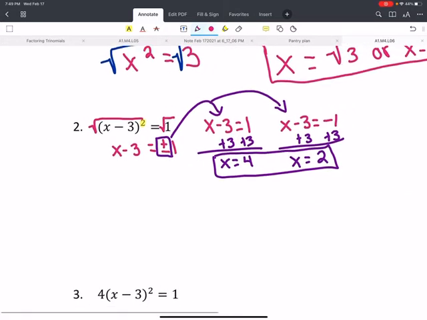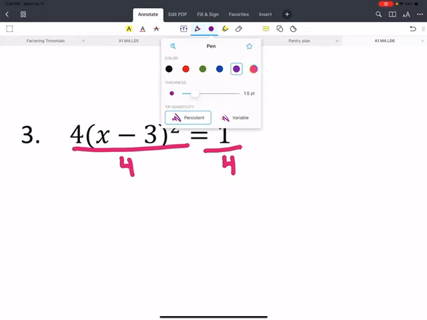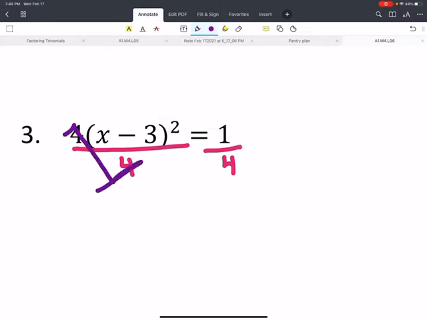Okay, for number 3, I have to think, what's the first thing I should do? I don't want to take the square root of both sides necessarily. I have 4 times something in parentheses. So to undo that multiplication, I'm going to divide. When I divide, the 4's cancel into a big 1. I'm just left with (x minus 3) squared equals 1/4.